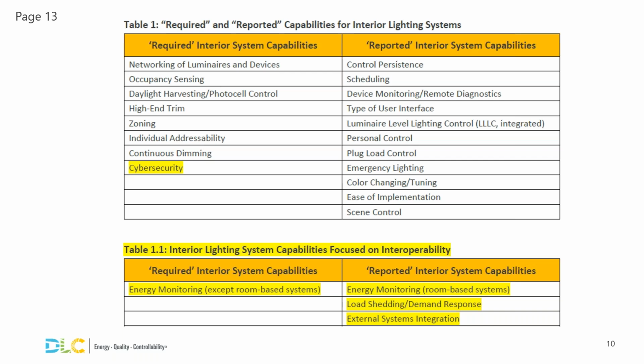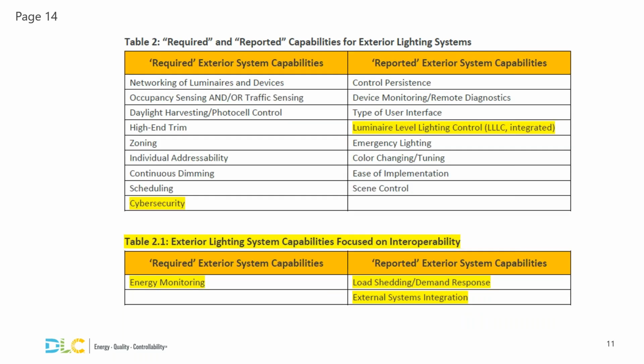Table 1.1 is highlighted because these capabilities were separated out this year into a new companion table to emphasize that they are focused on interoperability. Tables 2 and 2.1 are very similar to Tables 1 and 1.1, except that this applies to exterior systems, where scheduling is required in addition to the 9 capabilities required for interior systems.